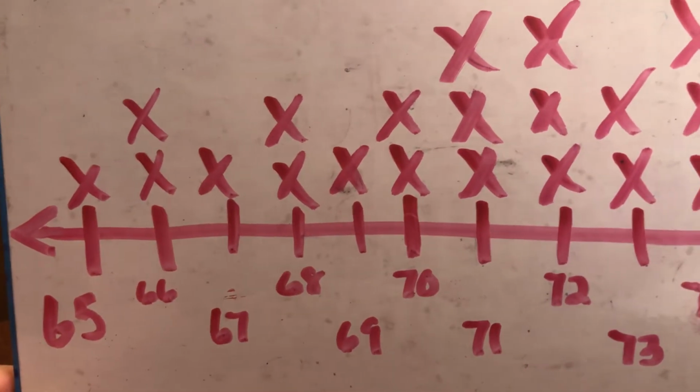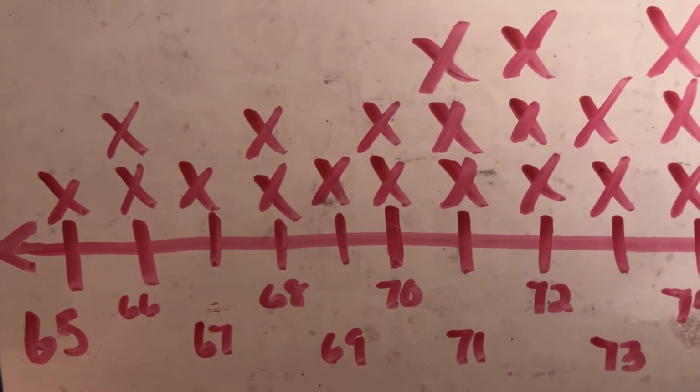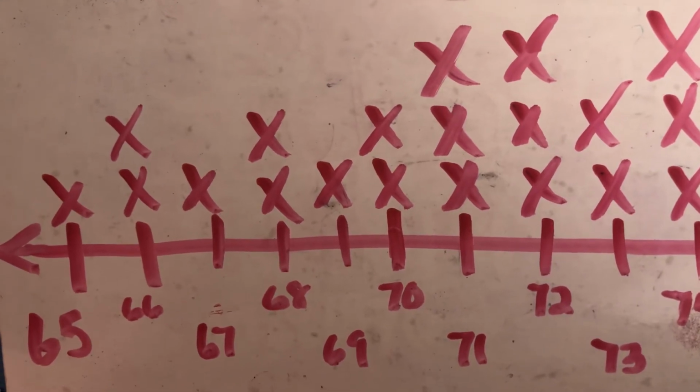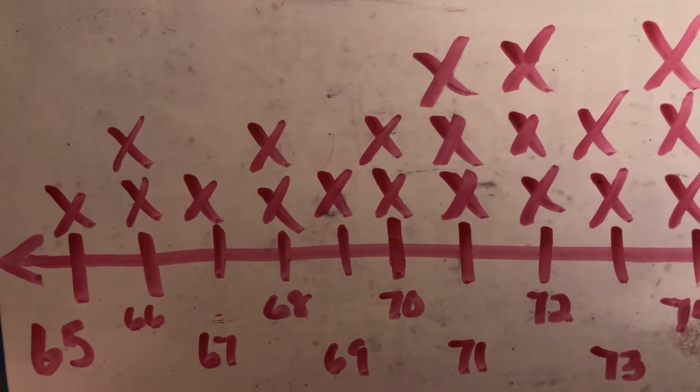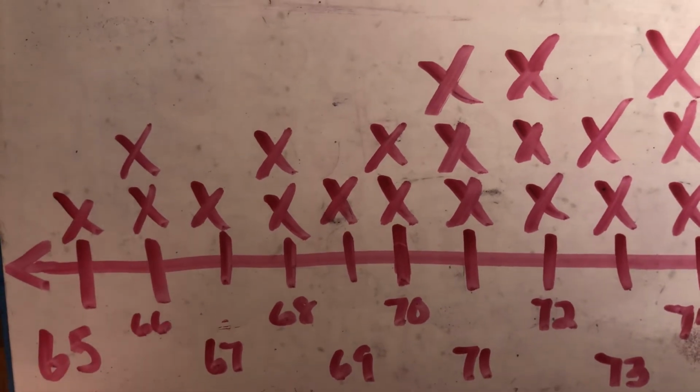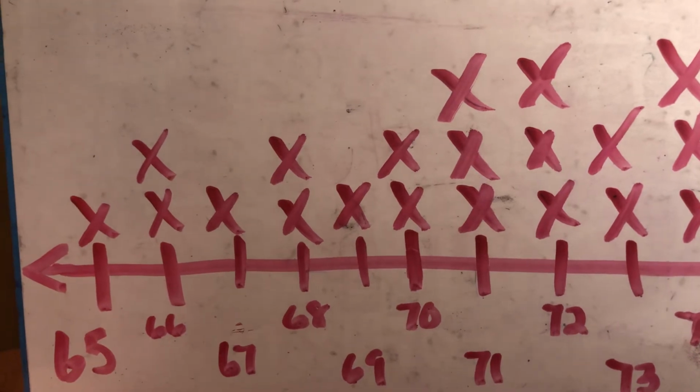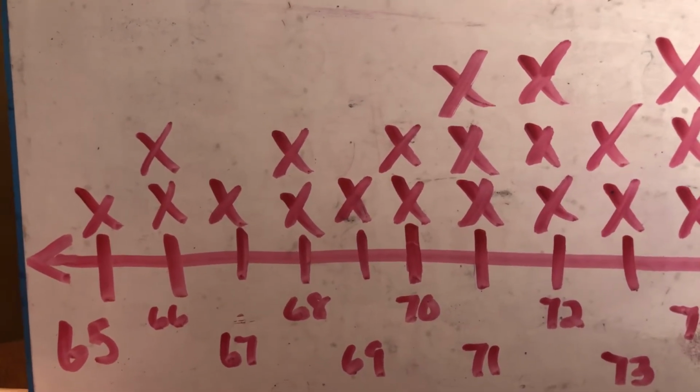Okay, I counted 7 days that had temperatures in the 60s. 65, 2 more at 66, that's 3. 1 at 67, that's 4. 2 at 68 degrees, which is 2, 4, 6. And 1 at 69 degrees, so 7.